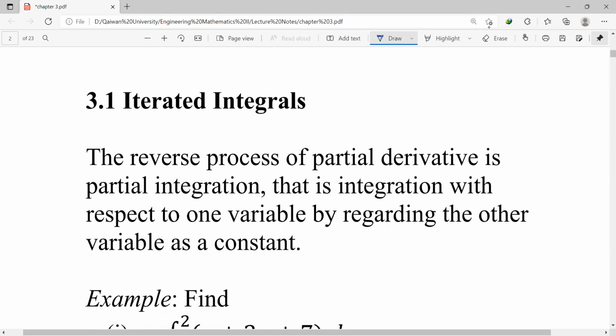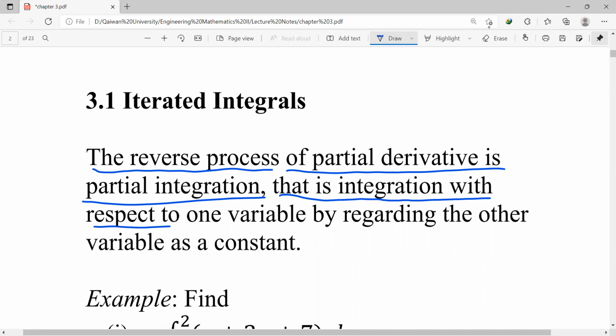We say the reverse process of partial derivative is partial integration. In the previous chapter, we talked about partial derivatives, and here we have partial integration. That's integration with respect to one variable by regarding the other variable as constant. It's the same as the previous chapter when we took the partial derivatives with respect to one of the variables. We dealt with the other variables as constants. But here we have integrations.